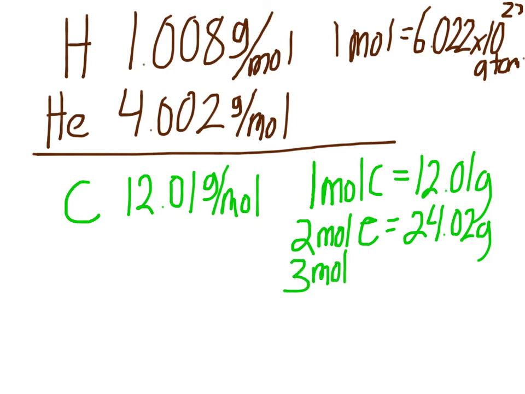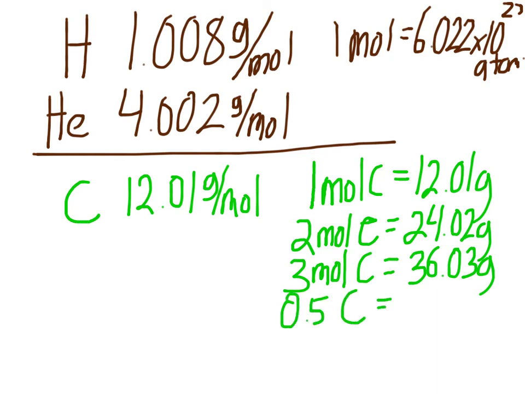3 moles of carbon is going to weigh 36.03 grams. But say we had half a mole of carbon. That would weigh 6.005 grams. So molar mass is basically a constant for each different element, which tells you the amount of grams per 1 mole of that element. In the next video we'll do some conversions between moles and grams, and then back from grams to moles.